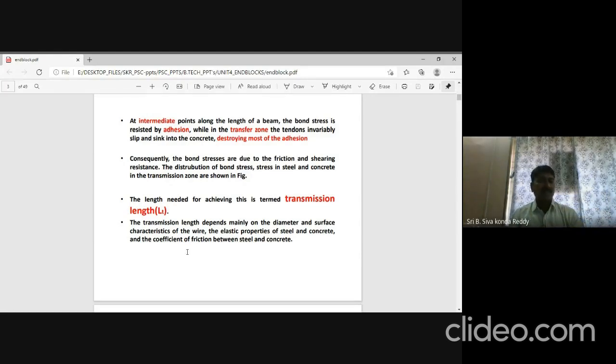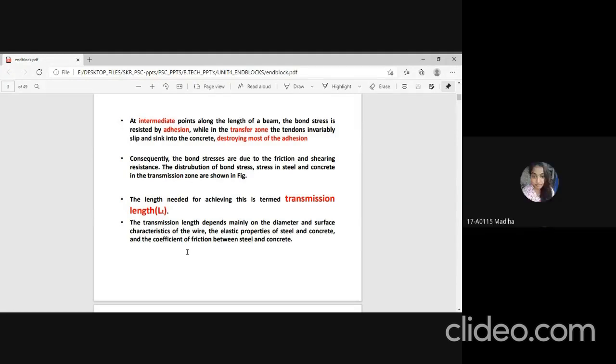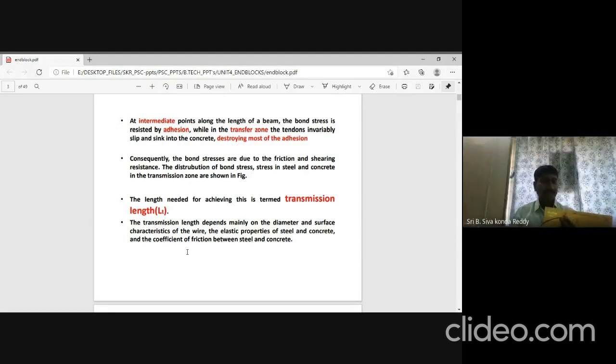The distribution of bond stresses, and stress in steel and concrete in the transmission zone, is shown in the figure. The length needed for achieving this is termed the transmission length. The pre-stressing force goes from a value of 0 at this end to a maximum value of P. This length required is called transmission length, generally represented by LT. Now this is there for pre-tension members. This transmission length won't be there for post-tension members.